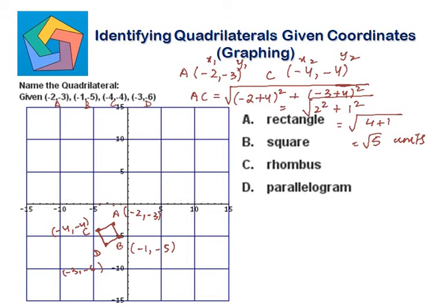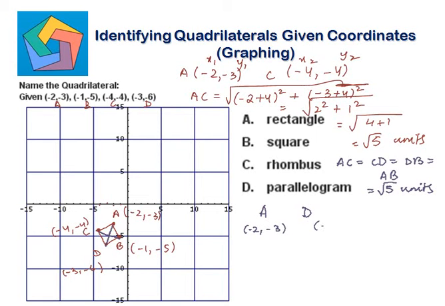Similarly, we can find the side lengths of other sides and we'll get that AC is equal to CD is equal to DB is equal to AB is equal to square root 5 units. Now, this becomes either a square or a rhombus. Now find the diagonals. AD. A is -2, -3 and D is -3, -6, and BC. B is -1, -5, and C is -4, -4.